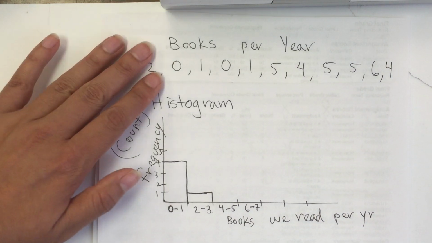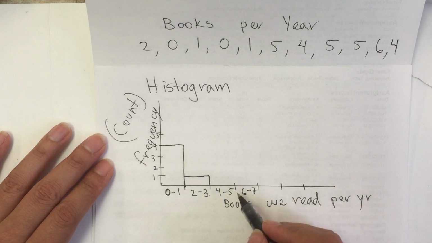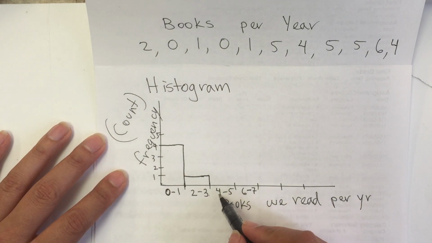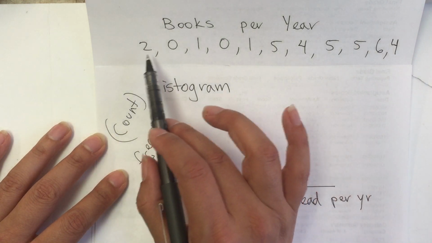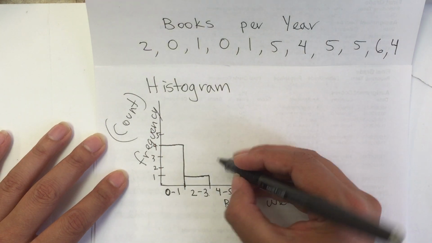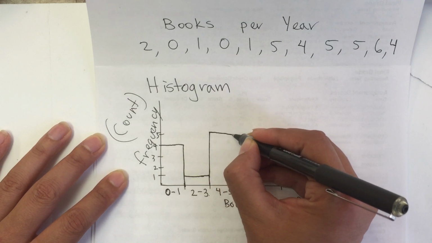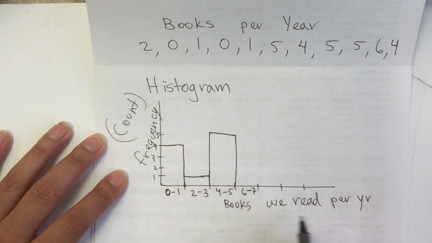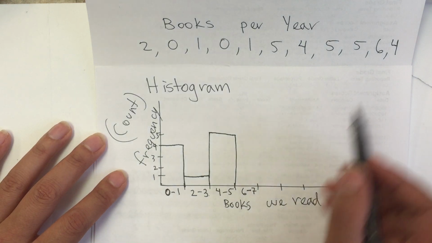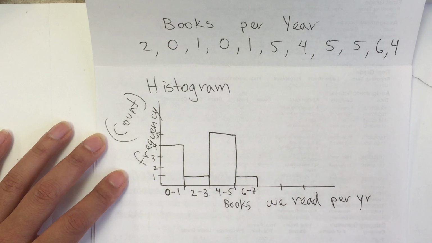And we should be reading more, okay? Reading is very important. How many people read from 4 to 5 books? 1, 2, 3, 4, 5. So 5 people read from 4 to 5 books. And how many people read from 6 to 7? We have a 6 in there, so only one person.